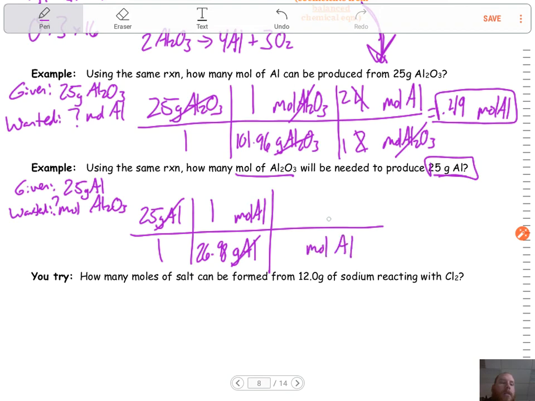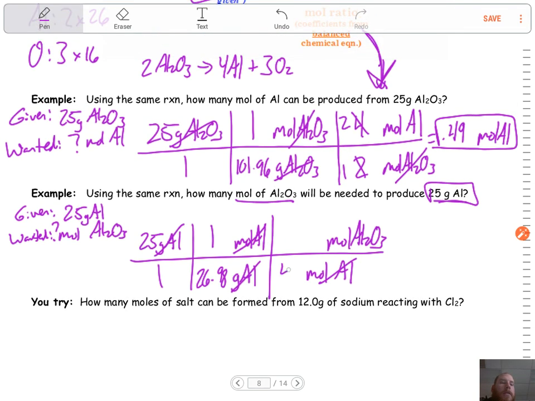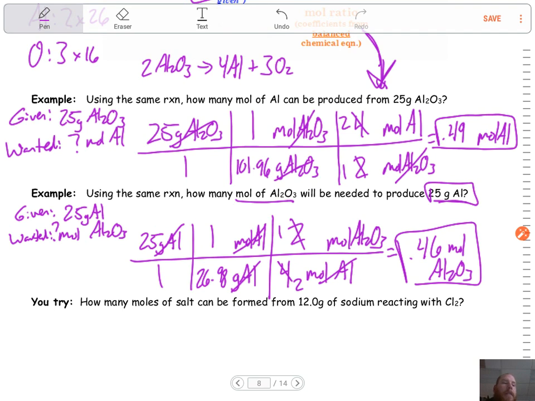Then I'm going to go over here. Moles of aluminum to moles of Al2O3. Those are going to cancel out. I go up to my equation. 4 moles of aluminum. 2 moles here. And then all I have to do is do my math. All right. When I do that, 25 divided by 26.98 divided by 2, I should end up with 0.46 moles of aluminum oxide. Again, I've rounded to correct sig figs. I had 2 sig figs as my original number, and that's how many I'll report to.